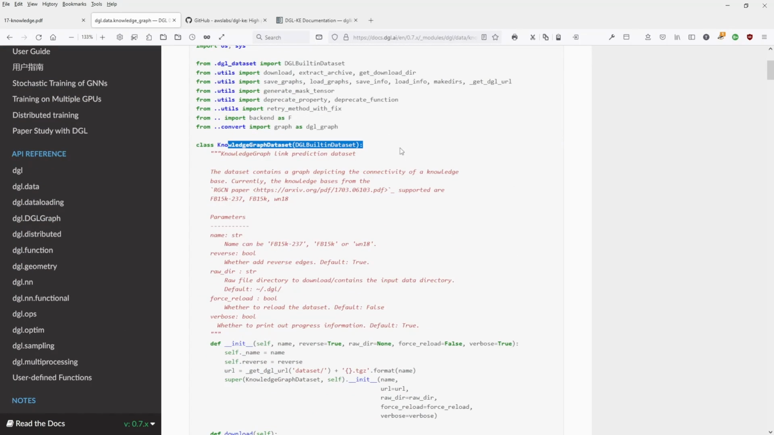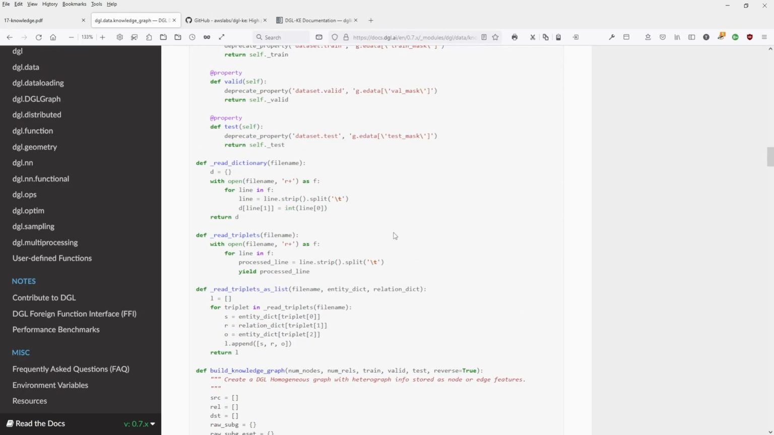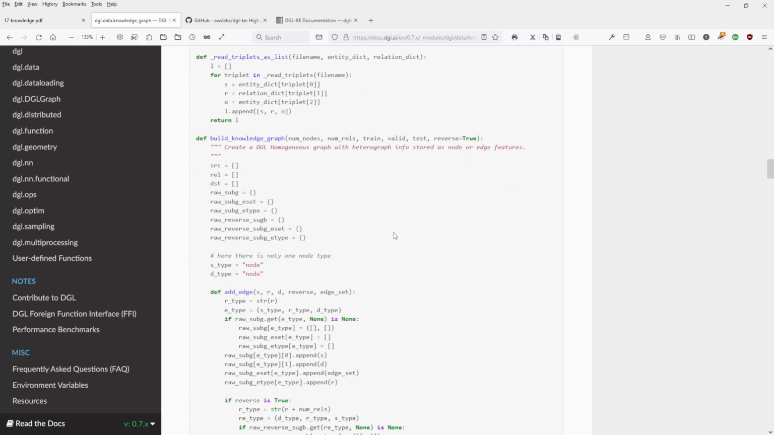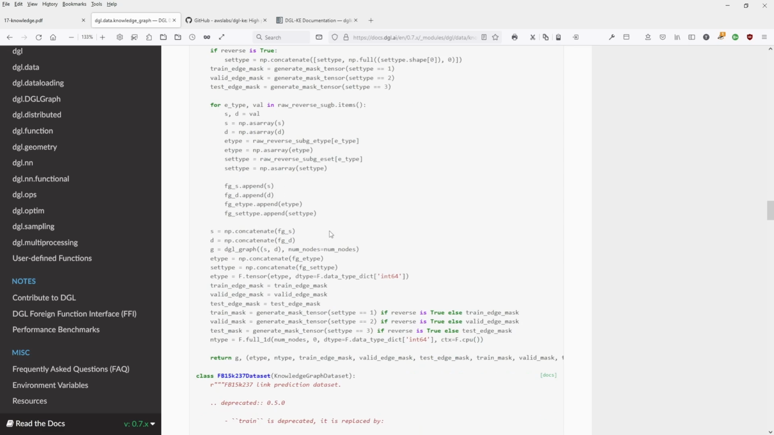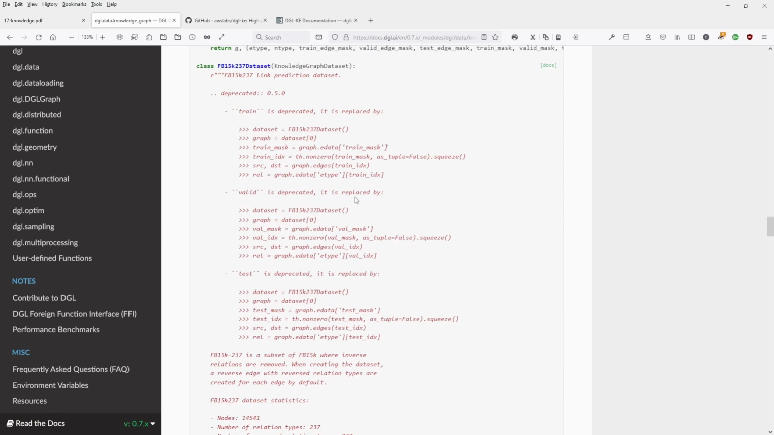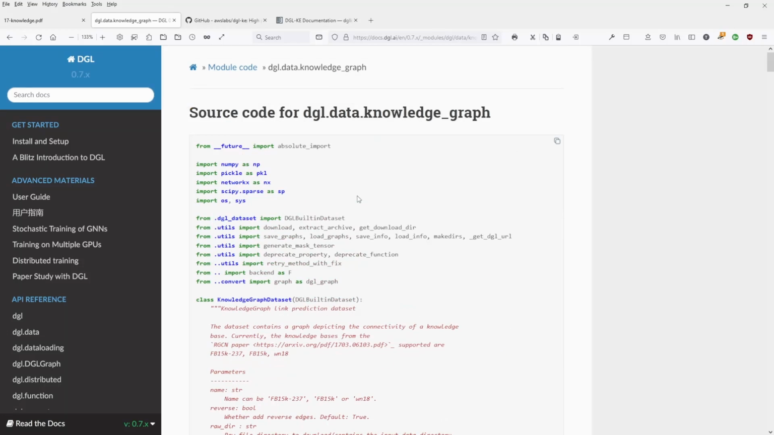So we have our knowledge graph data set. It has some form. This is great. We notice that we have a head, a relation, and a tail. And then we have here build our knowledge graph, create a DGL homogeneous graph with heterograph info stored as node or edge features. And here's the code to do the embedding of the graph. So perfect. Let's apply the code. Well, I have to tell you, not so fast, not so fast.